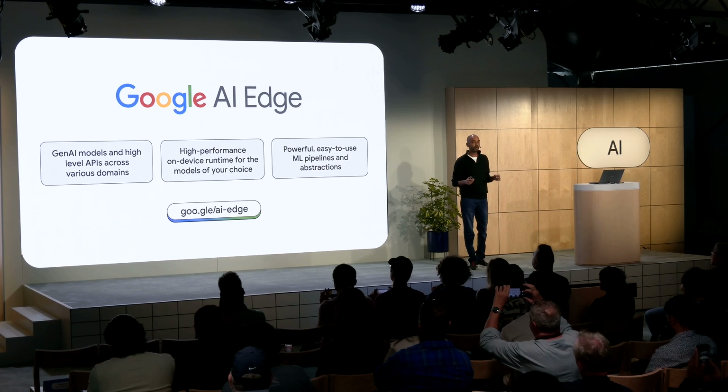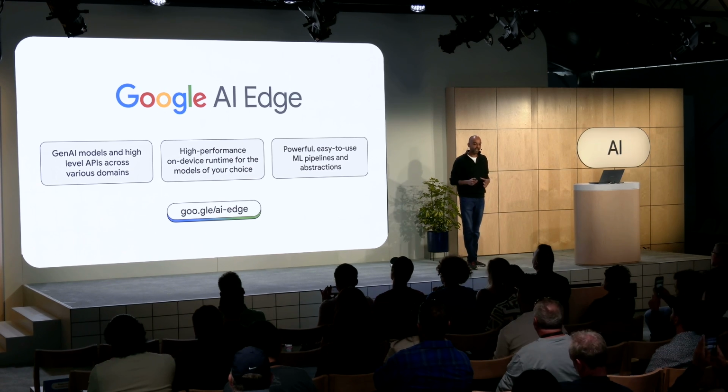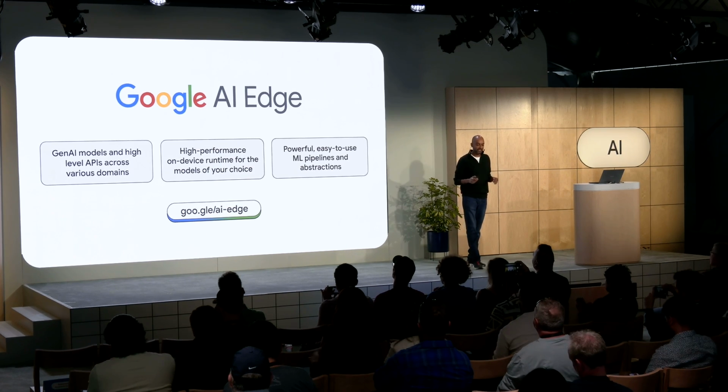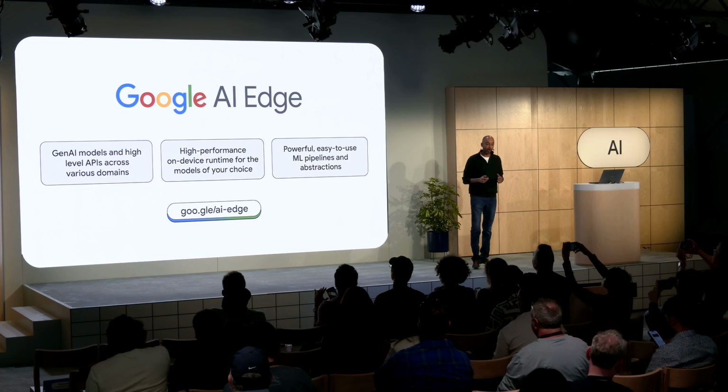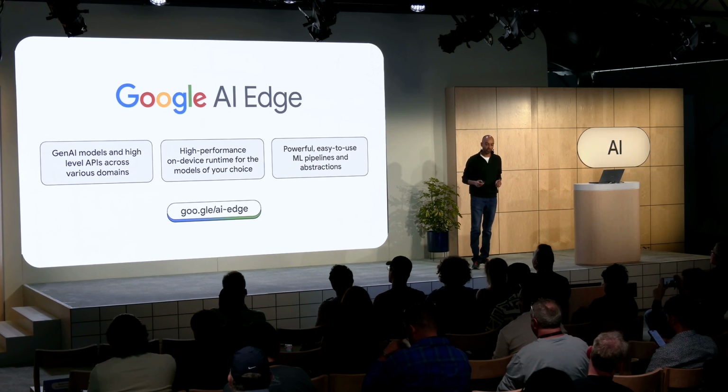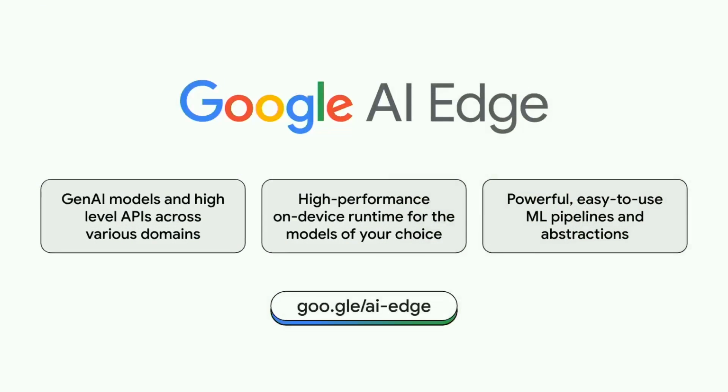And now we are bringing all of these technologies under a single umbrella called Google AI Edge, where you'll find all the runtimes, tools, trainings, samples, support, and documentation, all in one place to make your life easier. This is now the primary destination where you will find a set of tools that will enable you to bring on-device AI to your applications across mobile, web, and embedded devices.